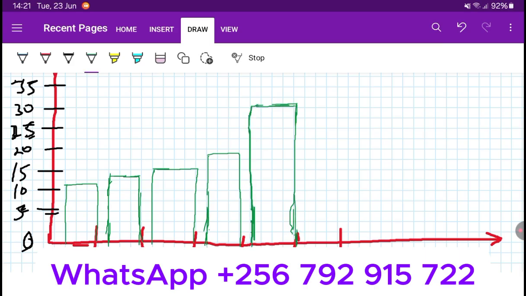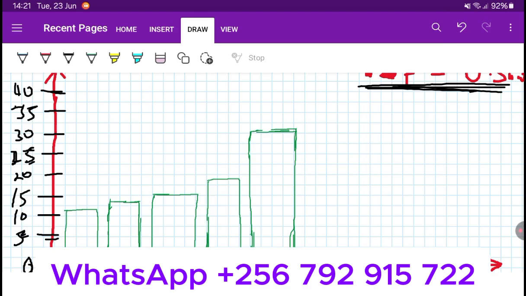Then we plot 2009. Then we plot 2010. 2010 is 40. So we look for the 40. 40 is around here. We also skip one. What is key is that whatever you skip has to be uniform for all.